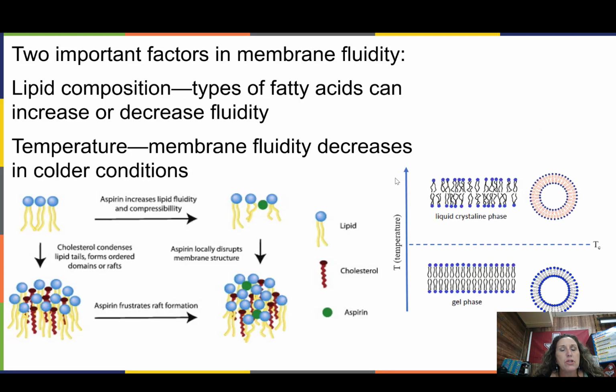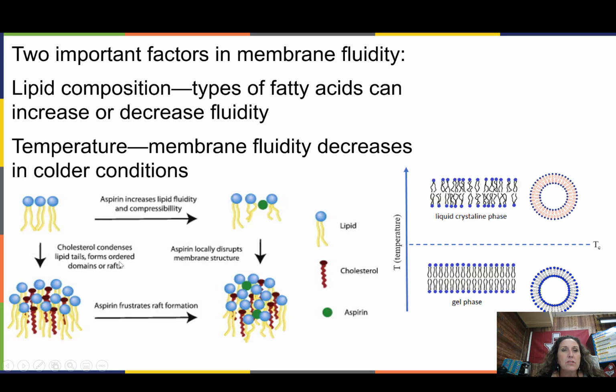All right. So two important factors. If the cell membrane is kind of like the top of a lake, the factors that let you know, is it a choppy lake? Is it a smooth lake? Is it frozen? Is lipid composition. So the types of fatty acids and temperature.